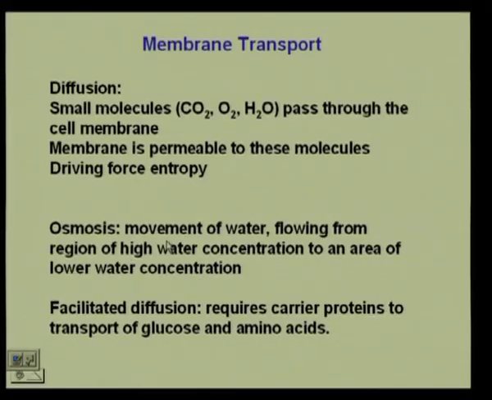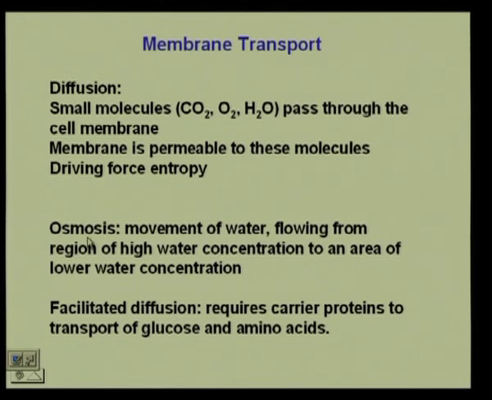Osmosis will allow the movement of water flowing from a region of high water concentration to a region of low water concentration, and I am sure all of you know what osmosis is. Facilitated diffusion is something that carrier proteins do. They help the diffusion of certain proteins or ions or glucose or amino acids, or whatever has to go through the membrane. It is a diffusion, but it is helped or facilitated by the presence of the carrier proteins.